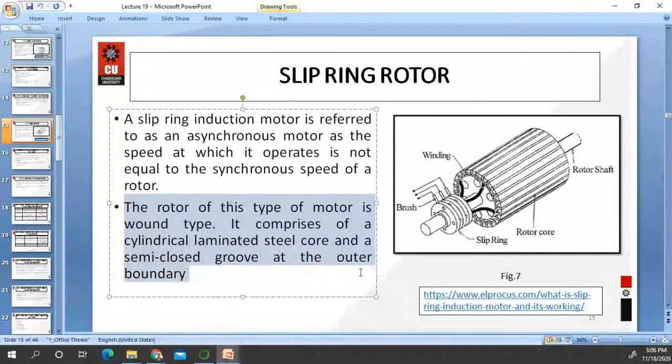It comprises a cylindrical laminated steel core and semi-closed grooves at the outer boundary. So this is called a slip ring, and you have to connect brushes to the star and delta connection. These brushes are connected with these three points to the star or delta winding. So this is the rotor part. Rotor shaft is present and slip rings are also present. So you can control the speed of the motor with the help of these star and delta connections.